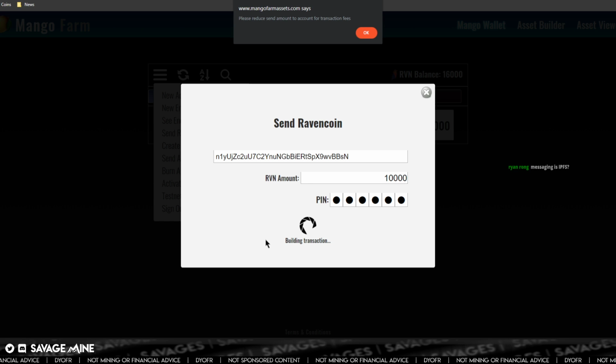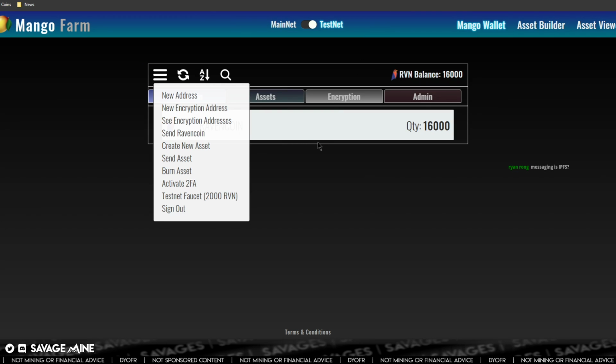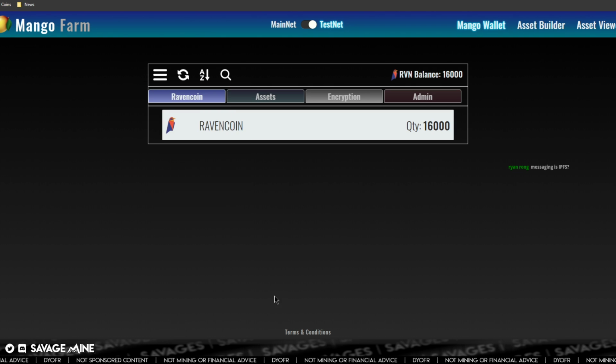Yeah, I believe messaging is IPFS. It uses it in some way. We're actually going to get to that part too. Tonight I was gonna try to get to distributing dividends and rewards, but it looks like testnet's gonna kind of give us a problem, so I don't know how far we'll get.